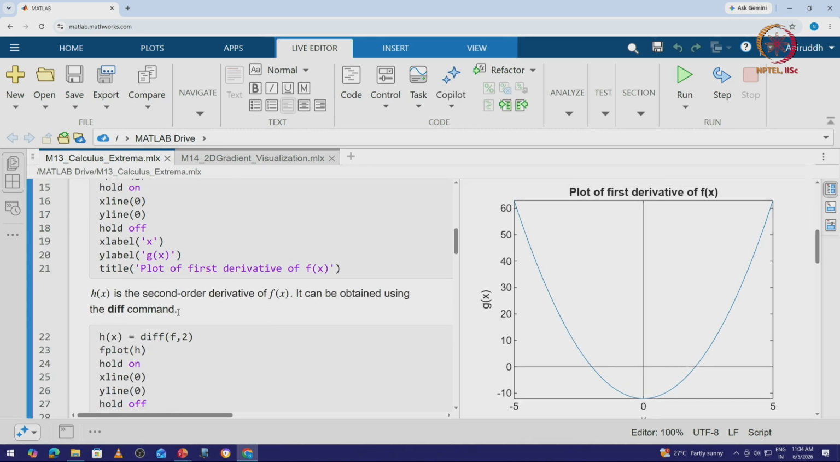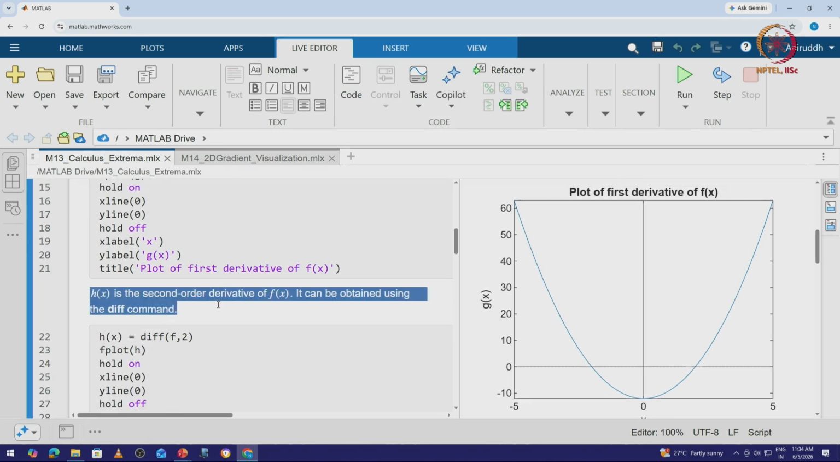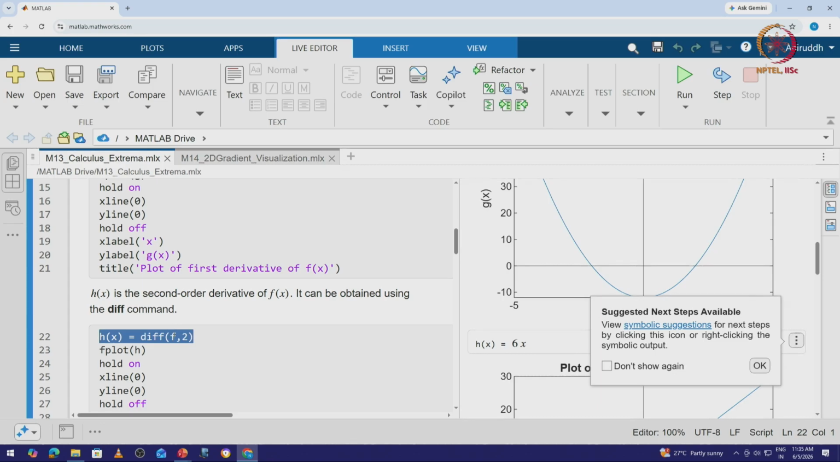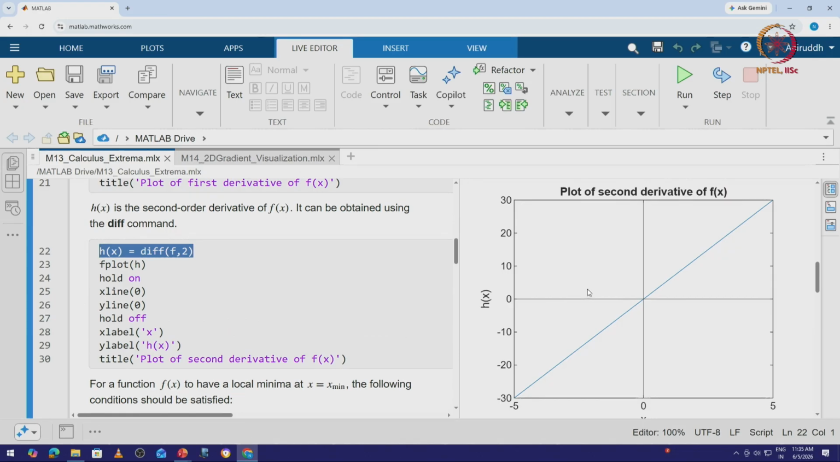Let's also take one more derivative, which is h of x, the second derivative of f of x. It can be obtained again using the diff function. Let's define h as diff of f, 2, which is the double derivative, right? If we do that, we observe that the plot of the second derivative of f of x is given as a linear line, right?